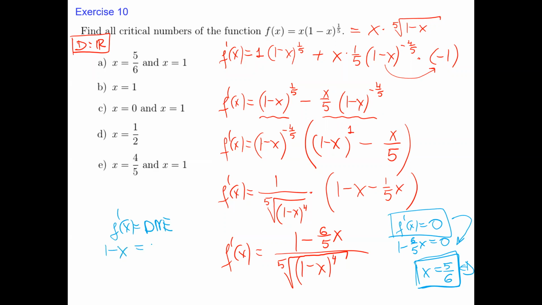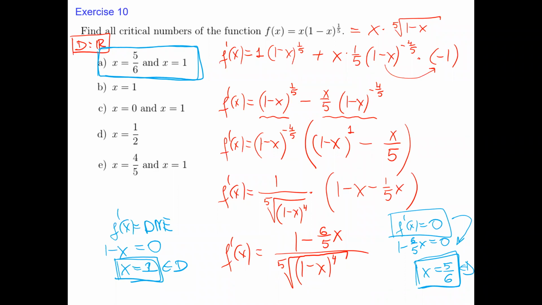The derivative is 0 if this is 0, or the derivative is undefined if this fraction is undefined. This fraction is undefined if the denominator is 0. Denominator is 0 if x minus 1 is 0. x equals 1. And 1 is also in the domain. Perfect, 1. This is the option, am I right? See, we have to be careful. 5 over 6 and 1. Those are the critical numbers.